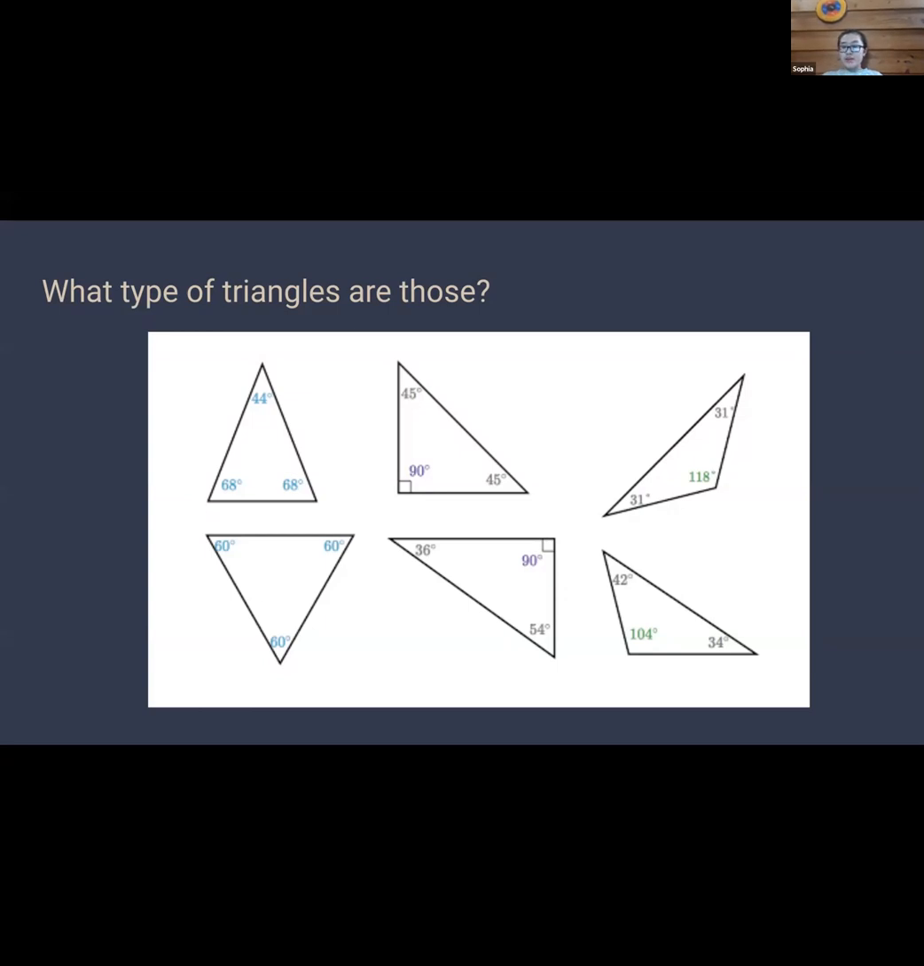And then the last one, by sides, there are no equivalent angle measures, so it's a scalene triangle as well. And there's one angle that's greater than 90 degrees, so that makes it an obtuse triangle. Cool. Okay.